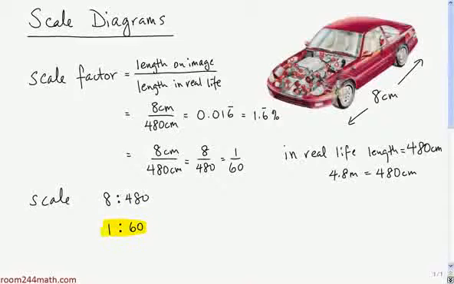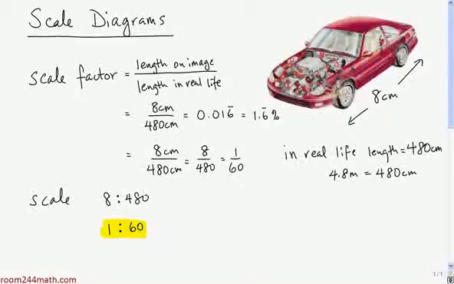Now, why is this scale used so commonly, 1 to 60? Well, it's a very, very useful way to think about scale diagrams, because you can interpret this to mean that 1 unit measured on the diagram corresponds to 60 units in real life.